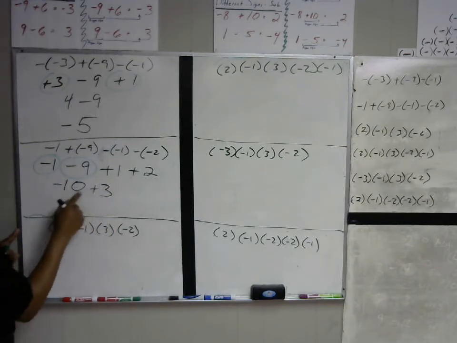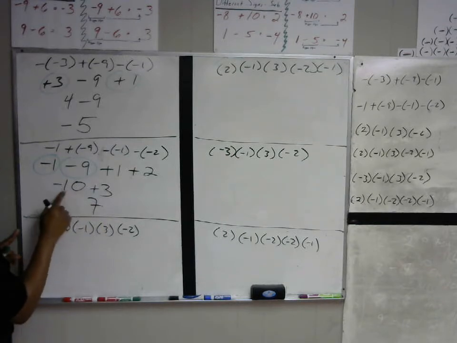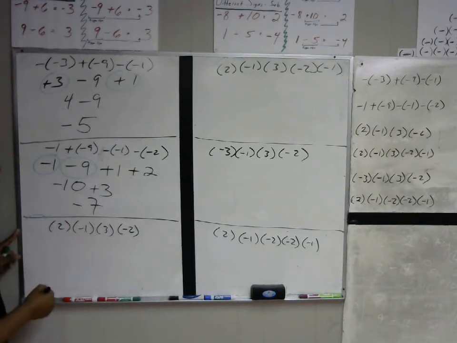Now we have different signs, negative and positive, so we'll subtract. 10 take away 3 is 7. The bigger sign wins, which is the 10. It'll be negative, so -7.